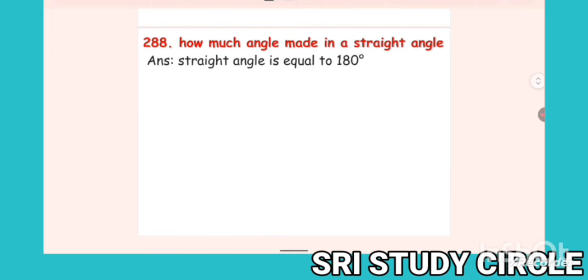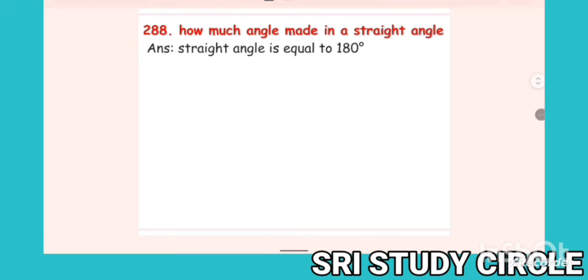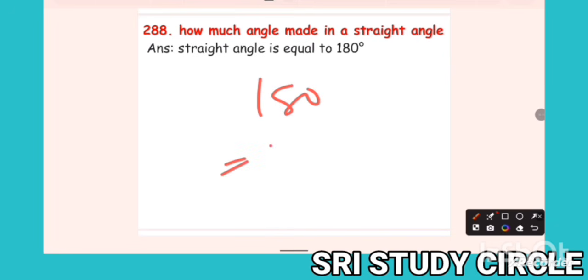How much angle is made in a straight angle? The answer is 2 right angles, that means 180 degrees. 2 into 90. 2 right angles are 180 degrees.